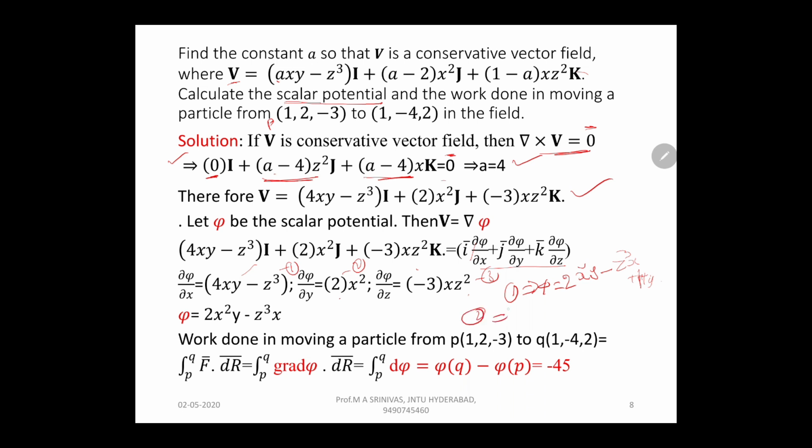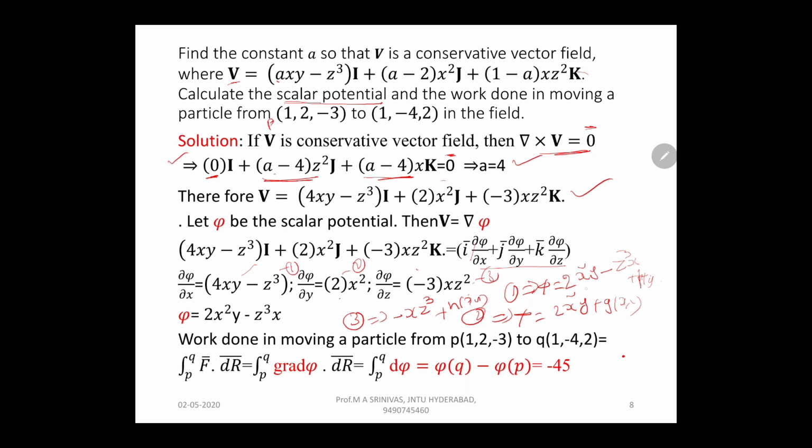And what is the second equation? This phi is equal to, if I integrate with respect to y, I will get 2x square is constant, 2x square y. The remaining will be a function of x and z. What is the third part? The third one implies I need to integrate with respect to z. The integral of z square is z cube by 3, and the 3 and 3 get cancelled. Therefore, it is minus xz cube plus some function of x and y.